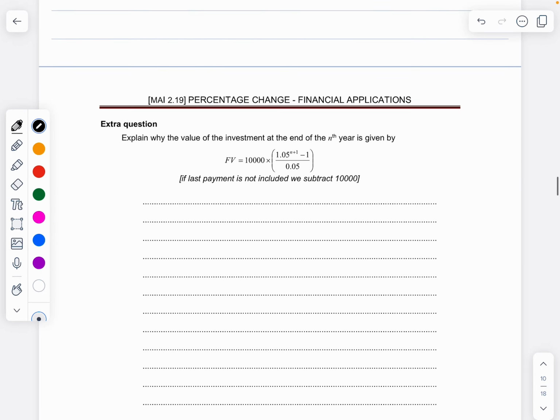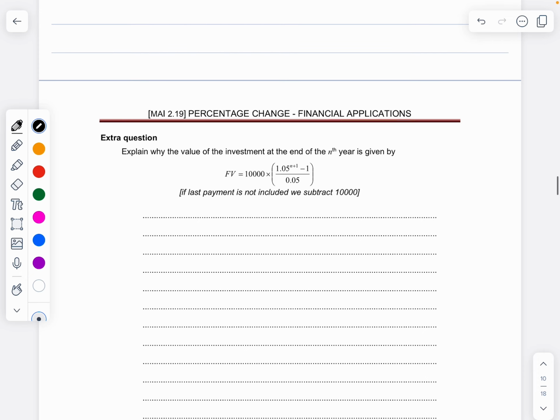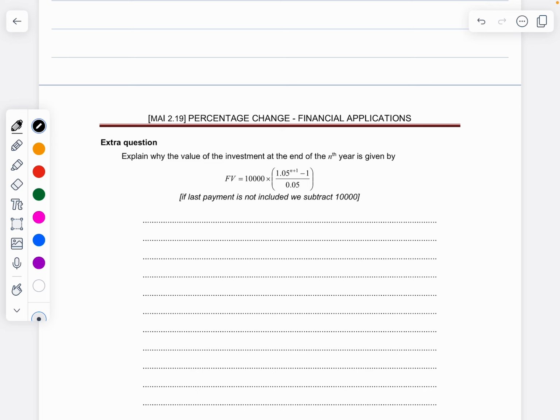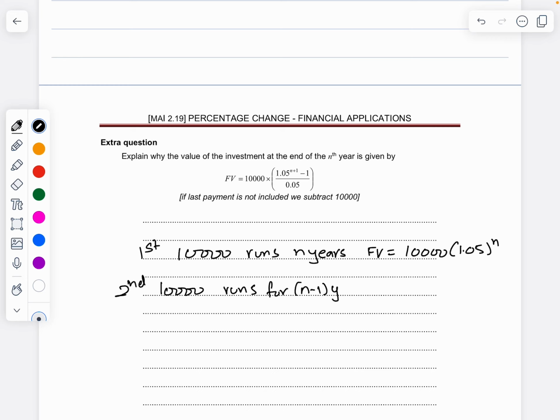Then he is asking, explain why the formula of the investment at the end of the nth year is given by this formula. If the last payment is not included, we subtract 10,000. So what am I going to do? For the first 10,000, it will run for n years, so my future value, or final value, will be 10,000 times 1.05 to the power of n. The second 10,000 will run for n minus 1 years, 1 year less.